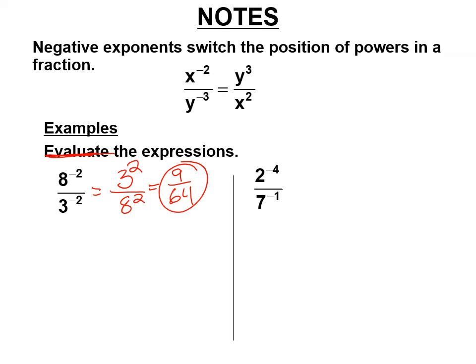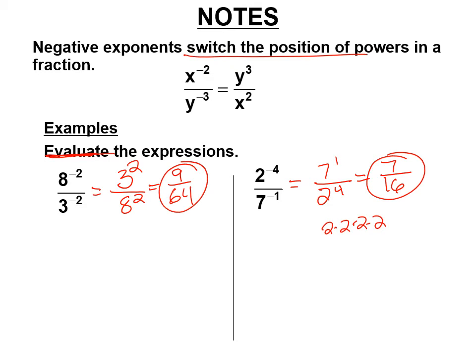Try this one. So the 2 to the negative fourth goes down there and becomes 2 to the fourth. The 7 to the negative first goes up there and becomes 7 to the positive first. Well, 7 to the first is 7. 2 to the fourth is 2 times 2 is 4 times 2 is 8 times 2 is 16. That is 7/16. The negative exponents make reciprocals, and they also switch the position. Really, it's the same idea.